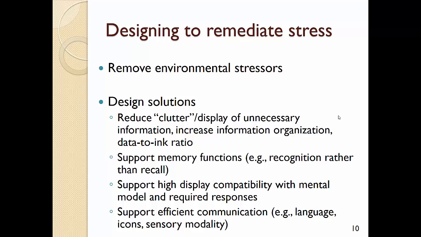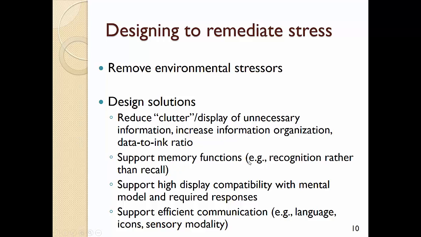And then some very simple solutions related to some of the things we've been talking about in this topic and earlier ones, like display, for example. Reducing clutter or any unnecessary information just adds to the perceptual space without adding to the task at hand necessarily. Think of the data-to-ink ratio that we've talked about, I think it was in the displays lecture, and finding ways to get the most information across with the least amount of visual processing.